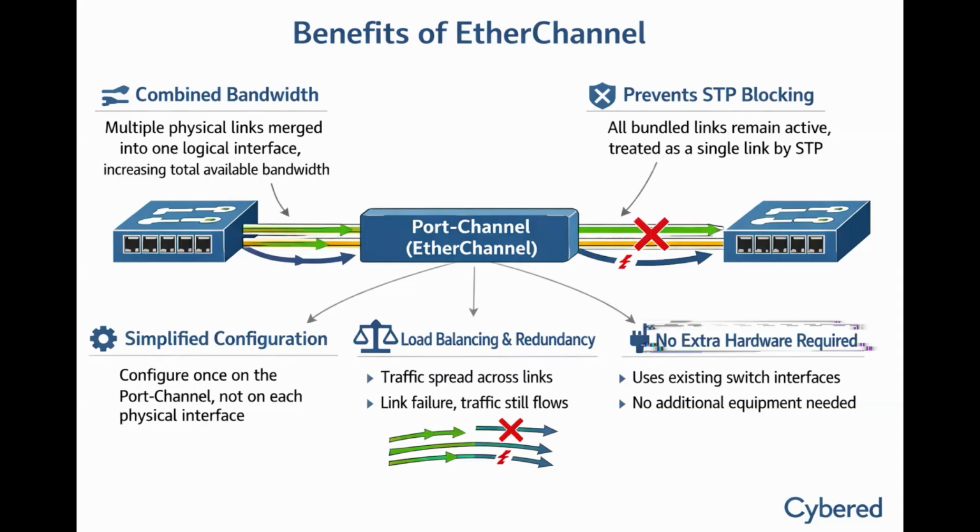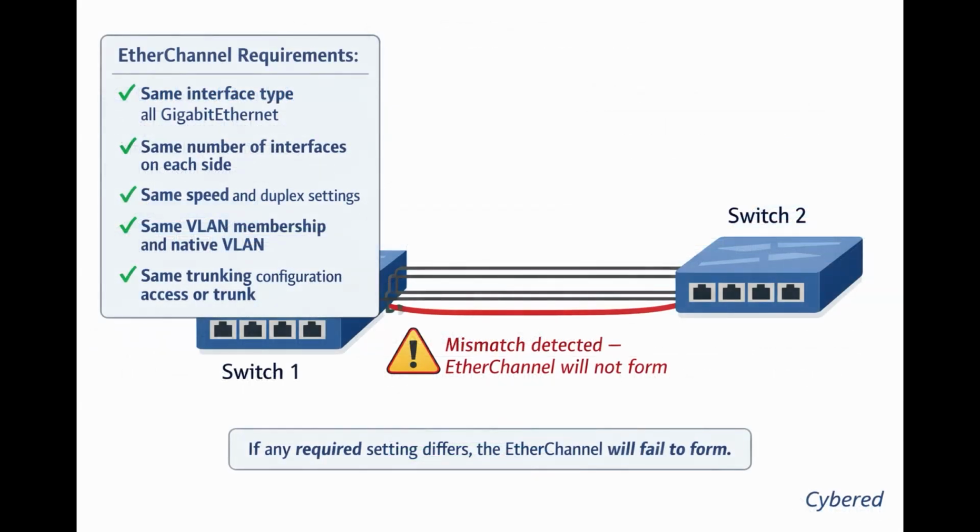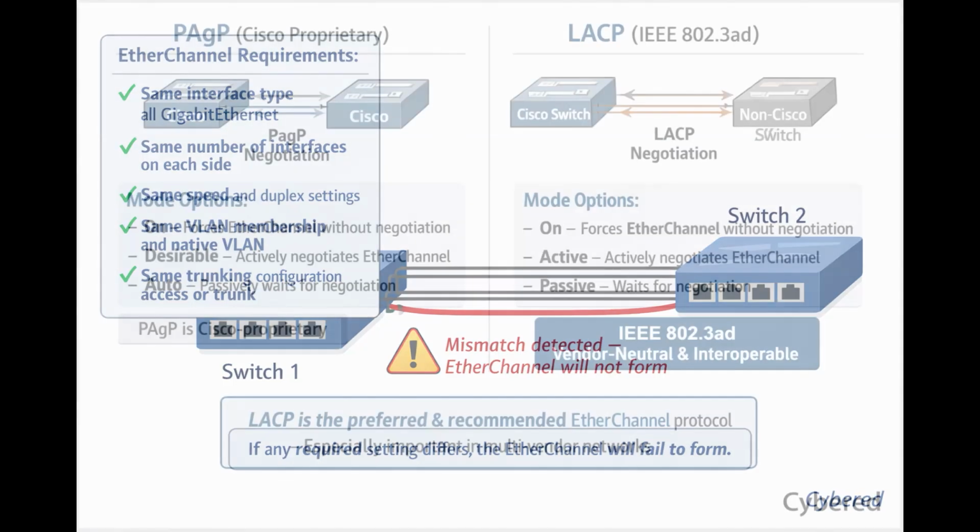No extra hardware required. EtherChannel requirements: all member interfaces must match on both switches. So the same interface type, the same number of interfaces on each side, the same speed and duplex settings, the same VLANs and native VLAN, and the same trunking configuration. If any settings differ, the EtherChannel will not form.